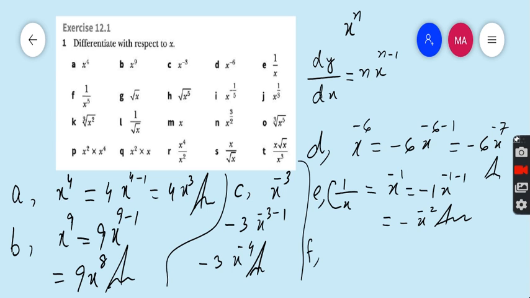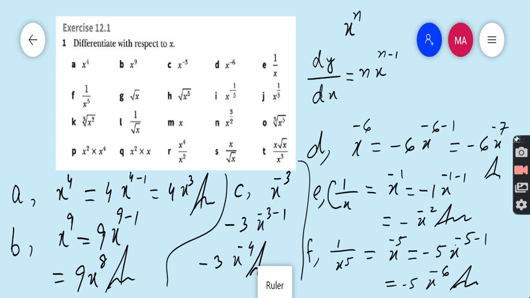Part F, 1 over x to the power 5. The same strategy we will use. First convert the denominator into the numerator: x to the power minus 5. Write the power first, then subtract 1 from the power. So the answer is minus 5 x to the power minus 6. This is our final answer.